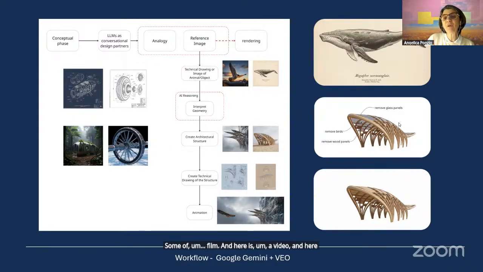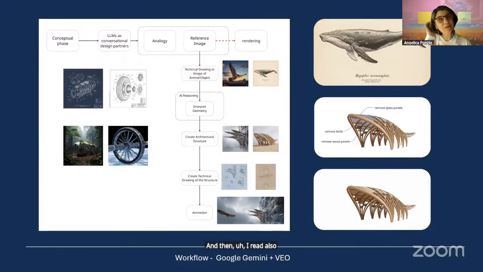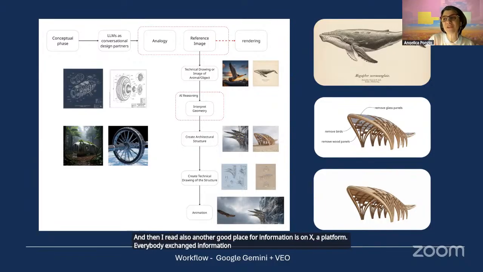And here is a video. And here is one example. How do you change the image on Gemini? I've been struggling with that. And I read that another good place for information is on X, a platform. Everybody exchanges information there, and also on Discord. But one of the things is you can make annotations on the image, and then with words, like you put arrows and words: remove glass panels, remove birds, remove wood panels, and finally Gemini would do the output, removing those things that you ask, or changing things. You can also paste images and ask to insert the images inside the other image, and it's going to make very good outputs for that.